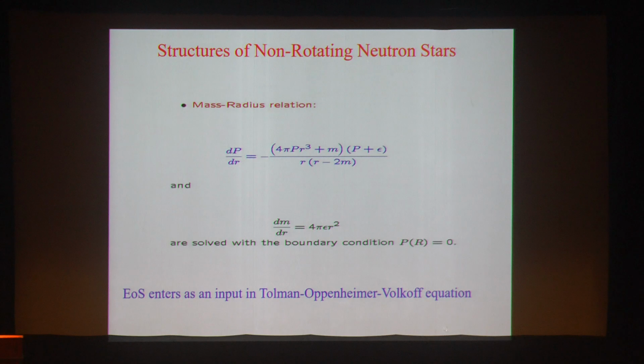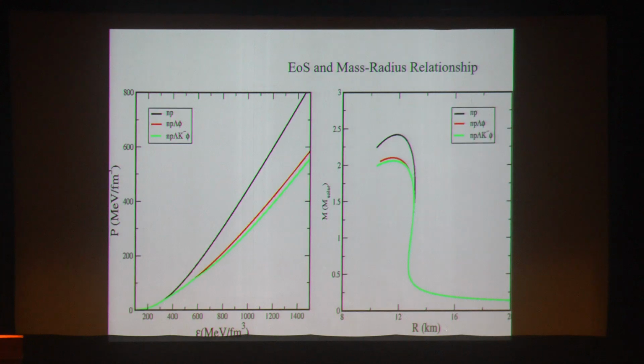So how to calculate this structure? It was shown by two groups, Tolman and Oppenheimer, using general relativity, starting from the Einstein equations with a specific metric, and this is the relativistic hydrostatic equilibrium. There are two quantities, pressure and energy density. The equation of state goes as input into these equations, and we can find out the structures.